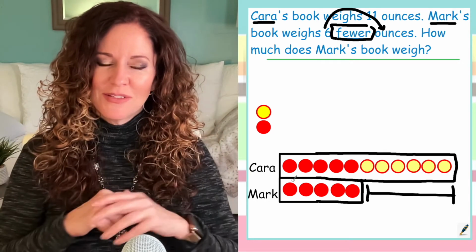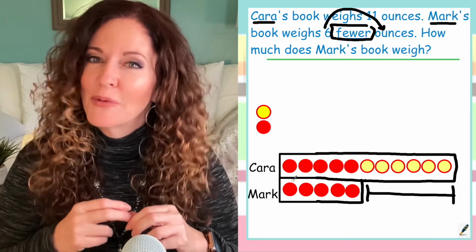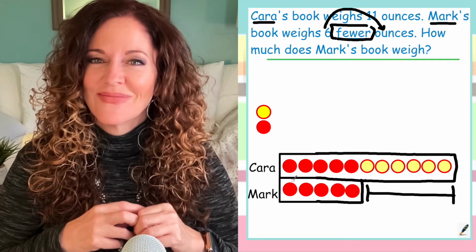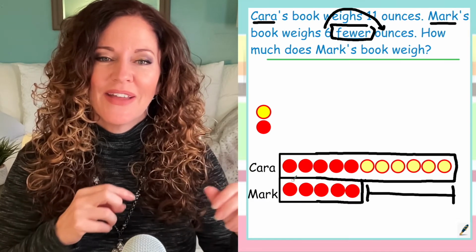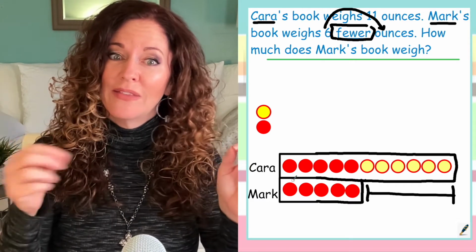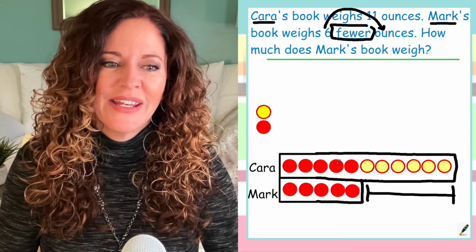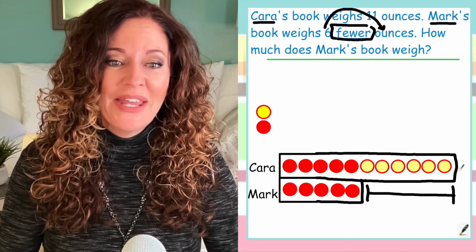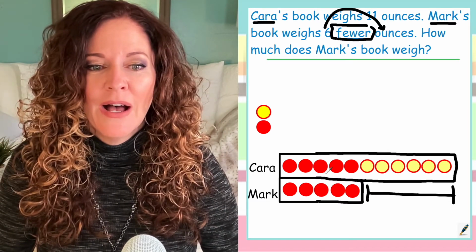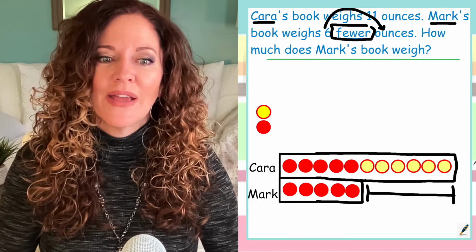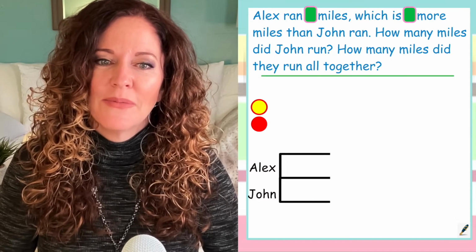Now, what if I wanted to ask you this question? How much do their books weigh together, all together? What do you think you would do? You would put all of those counters together and count them up. Okay, so next week when we move into writing the numbers, I'm going to show you how that looks on the model. There are so many questions I can answer from looking at this model. How many extra does Kara have? How many fewer does Mark have? How many does Kara have? How many does Mark have? How many do they have all together? Okay, lots of questions can be answered from that model.